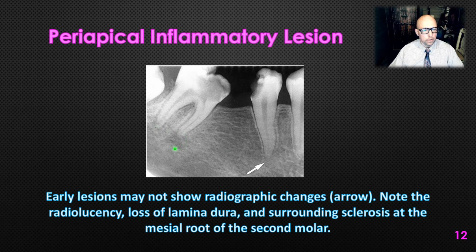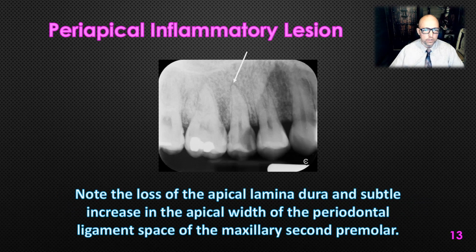If you look at the molar, you do see a periapical lesion there. You see the radiolucent component, you see a little bit of sclerosis around it, the opaque component. And so that compares those two different types of lesions.